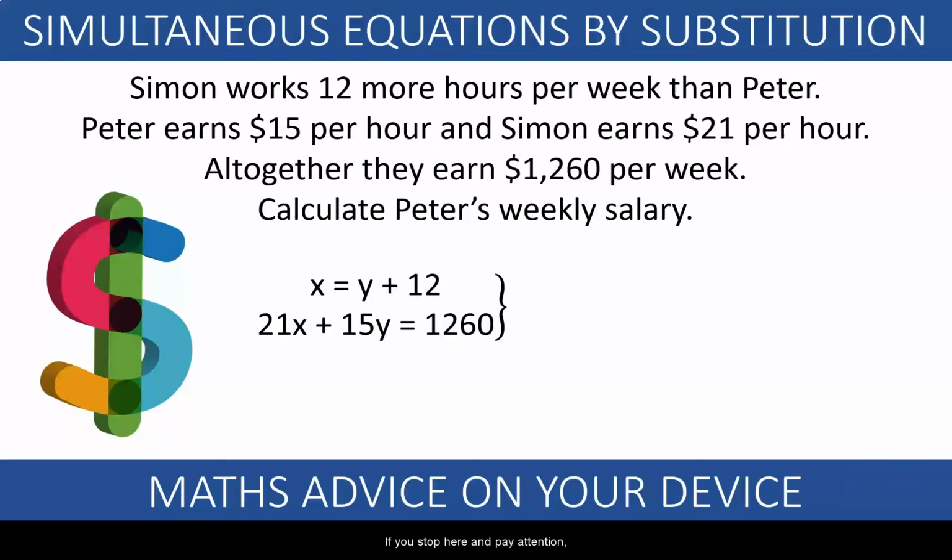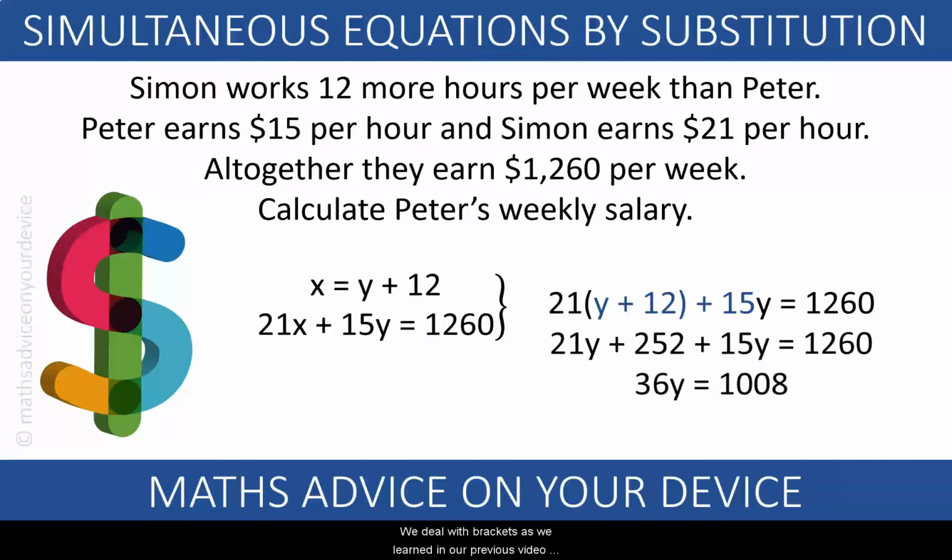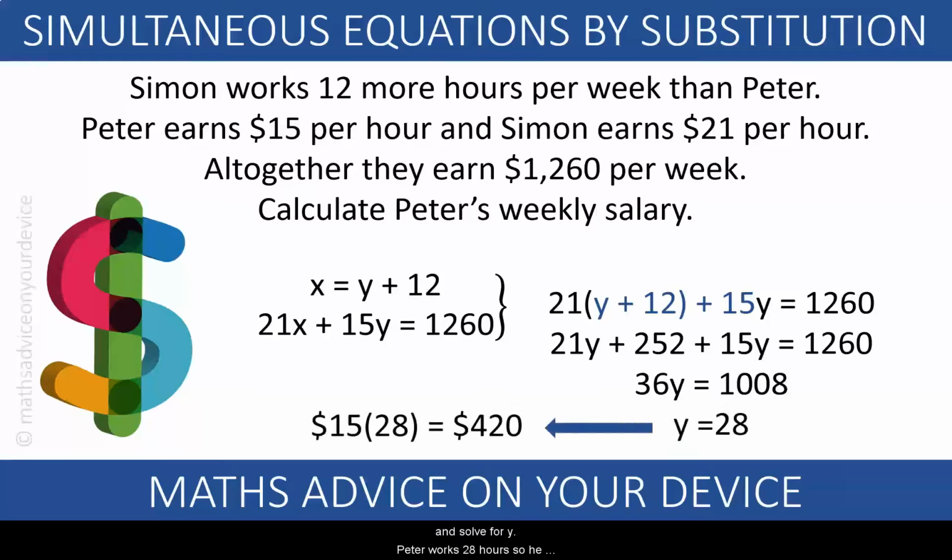If you stop here and pay attention, Peter's weekly salary is represented by y, so no need to go all the way through till we find x. We simply replace x and we deal with the brackets as we learned in our previous video. We solve for y. Peter works 28 hours, so he earns 28 times 15, $420 per week.